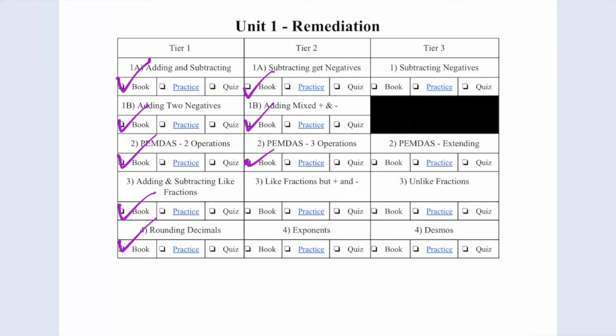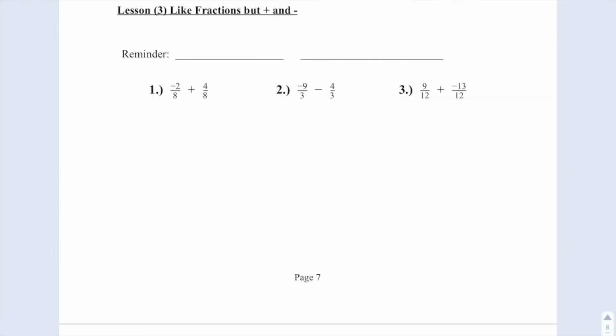We are back in our Unit 1 booklet. We are on Tier 2, Lesson 3, like fractions but positive and negative. So let's check off our booklet. Here we are, Lesson 3, like fractions but positives and negatives.